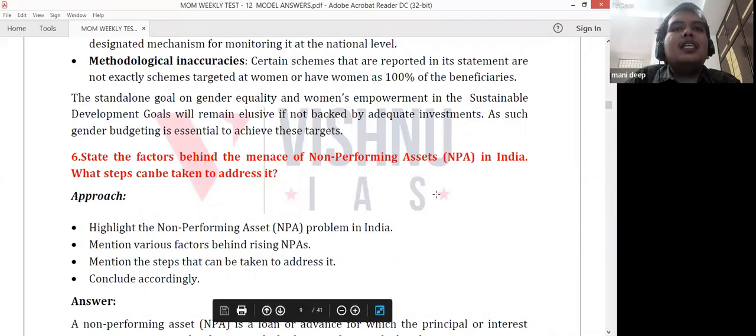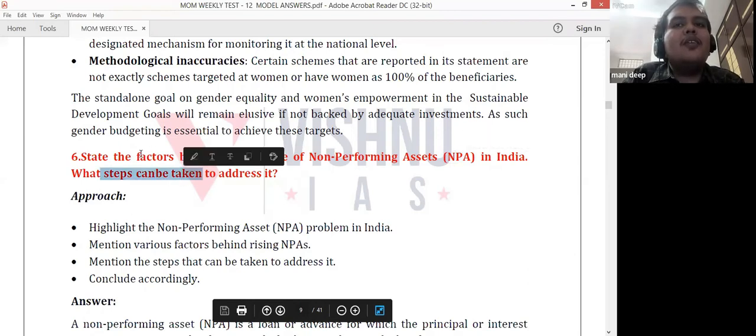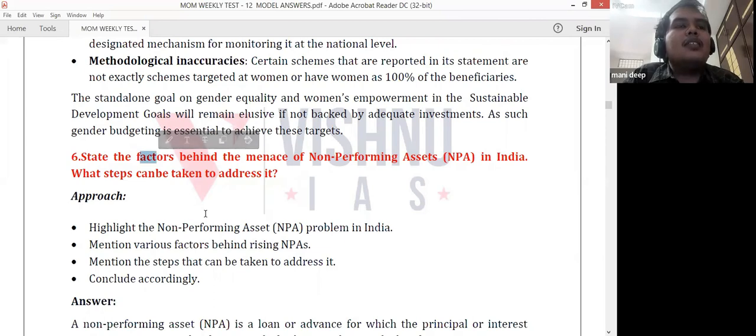Then the next question is regarding non-performing assets in India and what are the steps that should be taken to address this. And they're asking about factors. In the first, you should write about what an NPA is. An NPA is nothing but an asset which is not giving any returns, and also there is no repayment of interest or actual amount for more than 90 days. This you should write about.